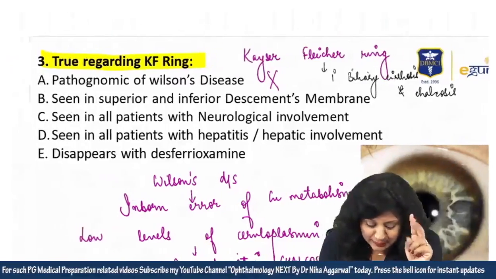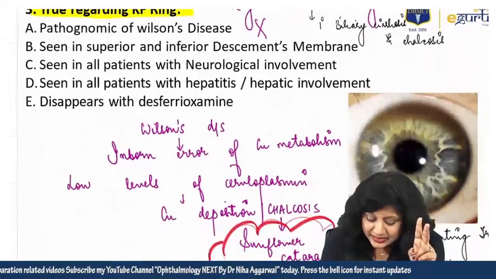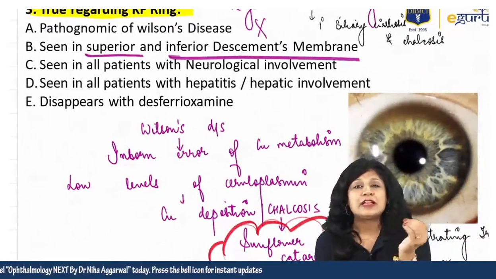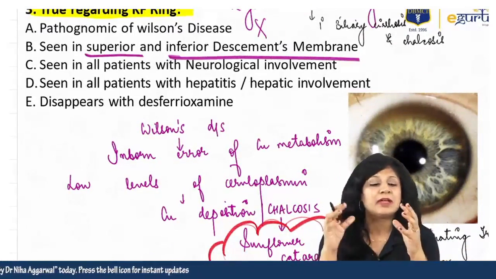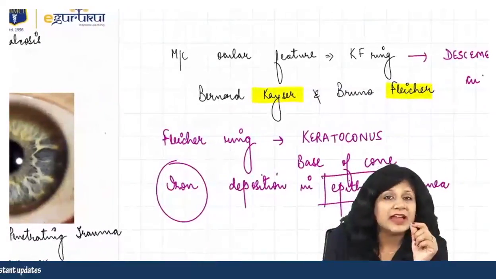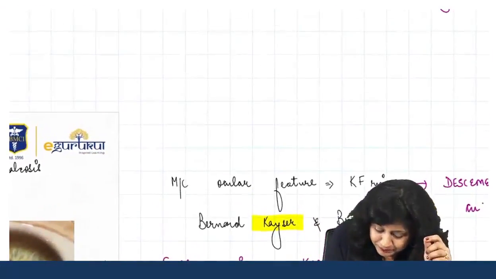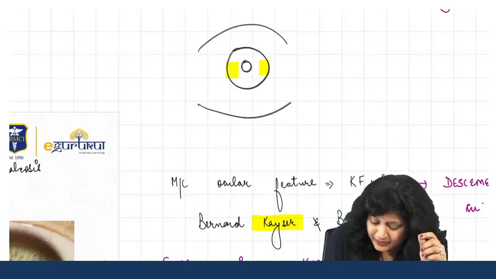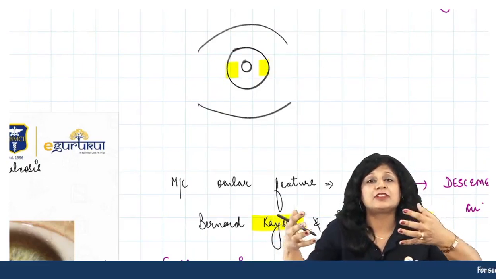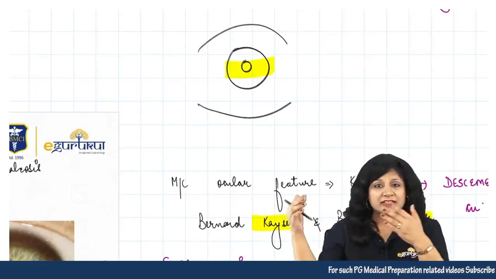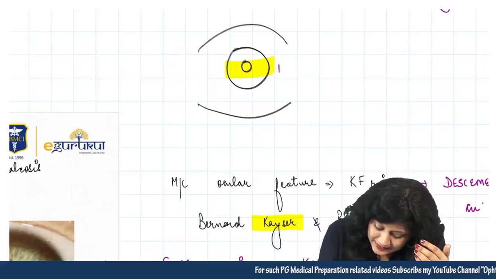Number two, they are saying that it is seen in the superior and inferior Descemet's membrane. So actually, this is to start with. If you remember, in band shaped keratopathy also, I told you that we do not get the band abruptly. So if this is your eye, we get the deposition starting from here, and then after some time they merge to form the total band. So this takes place horizontally in cases of band shaped keratopathy.